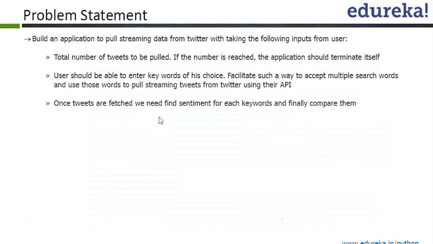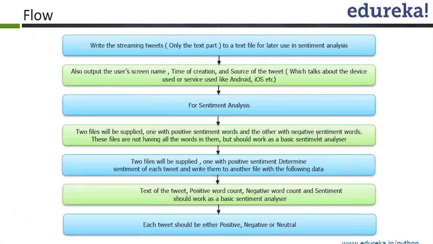Total number of tweets to be pulled, this is what I would mention in my code. If the number is reached, the application should terminate itself, and the user should be able to enter keywords of their choice. Let's say I want to enter Obama, Ferrari, Porsche, Python, Java, whatever. And once tweets are fetched, we need to do a sentiment analysis and do a comparison. Okay, so this is the flow.